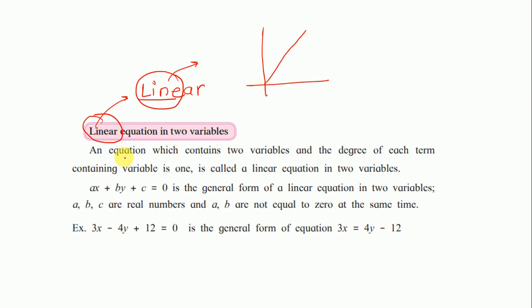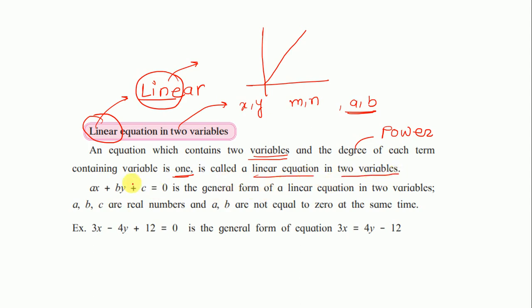As per the book, the definition of linear equations in two variables: the word suggests two variables, so the equation should contain two variables. The variables need not necessarily be x or y. It can be m or n, it can be a or b, anything. So an equation which contains any two variables, and the degree of each term containing a variable is 1, or we can say the power of the variable is 1, is known as a linear equation in two variables.